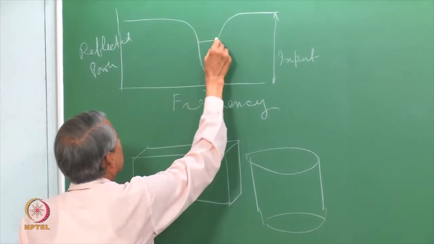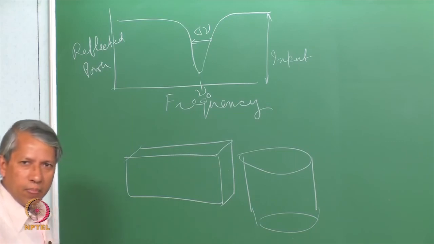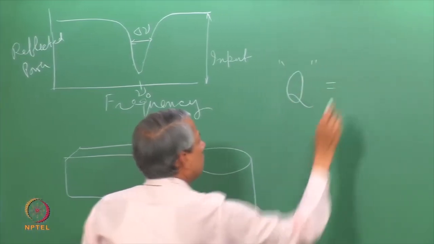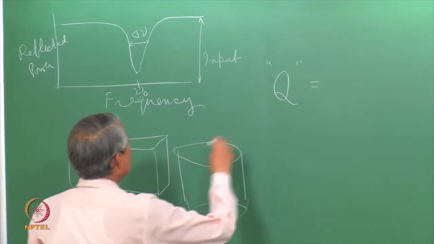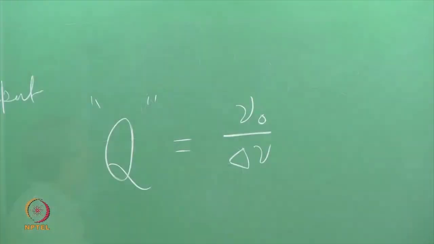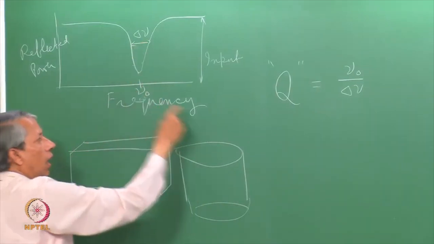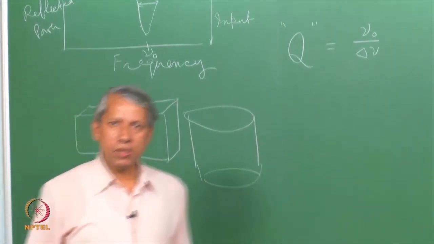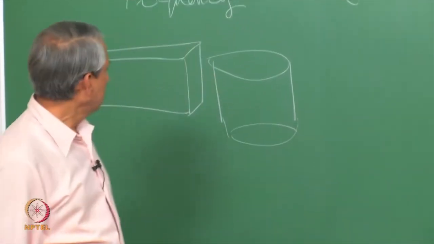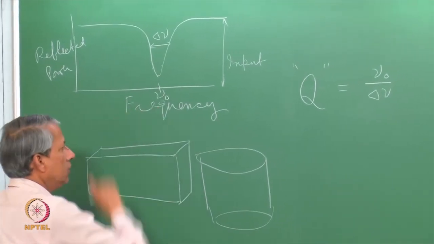So, if I call this delta nu, then this quality of the cavity is universally called the Q value. Q stands for quality, obviously, and is defined to be nu 0 by delta nu. With this definition, it is obvious that the narrower the cavity, the higher will be the Q value. So, the Q value is a quantitative measure of the quality of the cavity. It shows how well the microwave power is stored. So, if it is narrower, then we say that it is a better cavity.